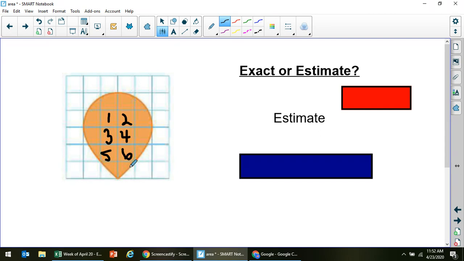6. Now, I noticed these two look pretty close to half, so I'm actually going to join those two and make that 7. I'm going to do the same over here. 8. Now, I noticed this is more of a half. I'm actually going to take this and do a 9, a 10, and the reason I'm doing that, 11.